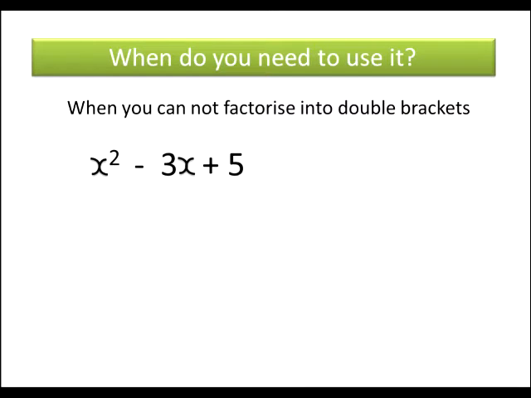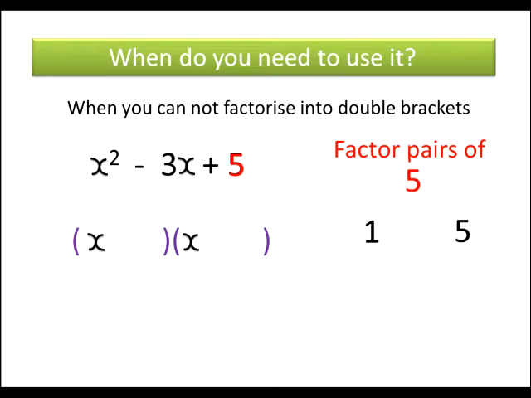For example, this one. If you were trying to do this, there are no factor pairs of 5 that make 3 as whole numbers, so we can't do it. Now you could complete the square on it, but with odd numbers it's a little bit harder and you probably prefer not to.